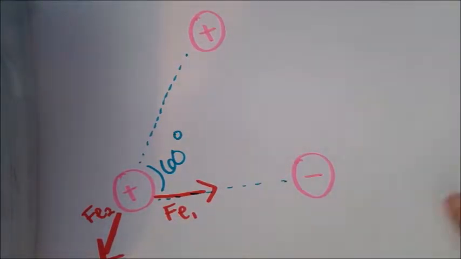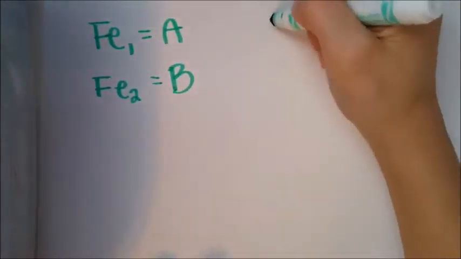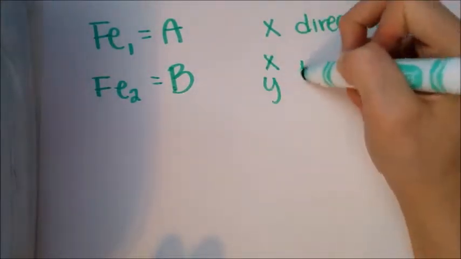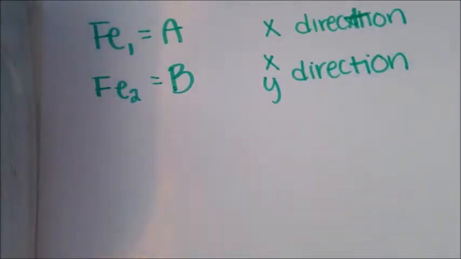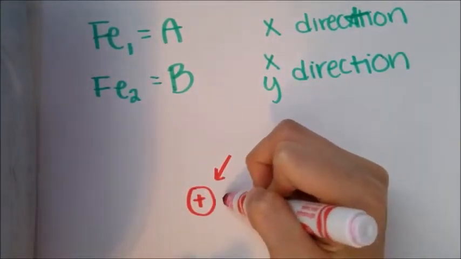I don't really feel like doing math anymore, so let's just label F of e of 1 as A and F of e of 2 as B. F of e of 1 is going in the x direction because the particle is directly to the right. F of e of 2 is going into both x and y direction because it is at an angle.